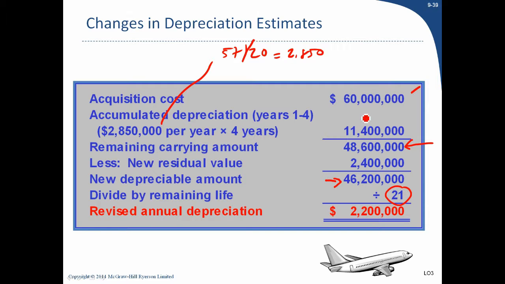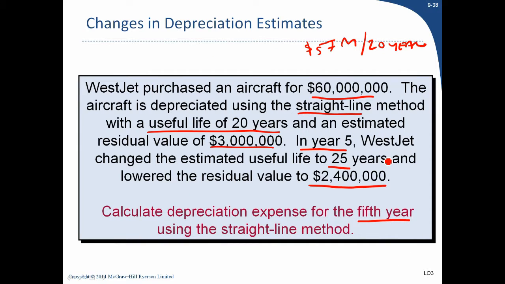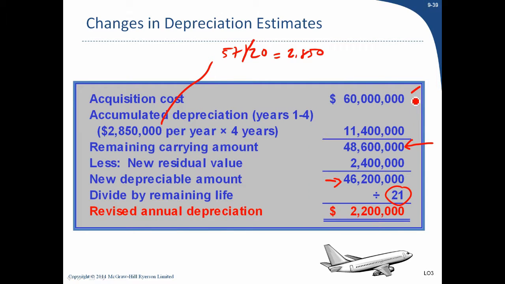You can also think of this as: we started with 20 years, we went to 25 years, that's plus 5 years, right? So now we're depreciating 46,200 over 21 years, such that the revised annual depreciation is 2.2 million per year. If you take 2.2 million per year times 21 years, you're going to get 46.2 million of depreciation. If you subtract that from your remaining carrying amount of 48.6, you're going to get your residual value of 2.4.